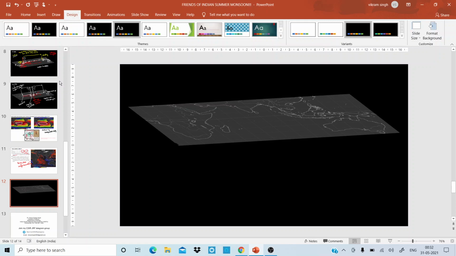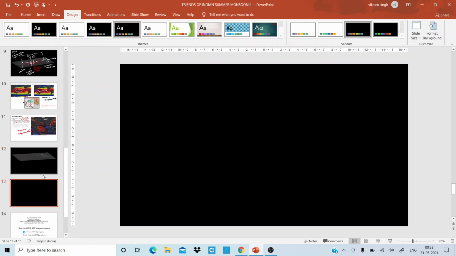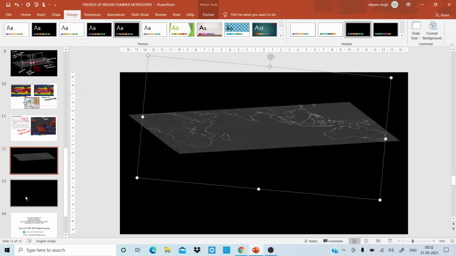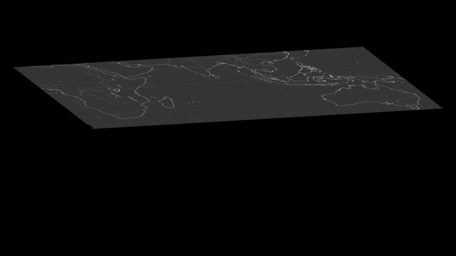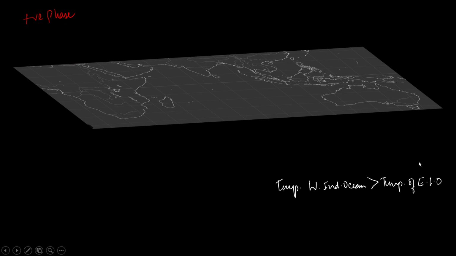And one more slide I'll add to show for the negative phase. All right. So let us first look at the positive phase of the Indian Ocean dipole. So in the positive phase, the Western Indian Ocean temperature is warmer than the temperature of the Eastern Indian Ocean. Why does this happen?